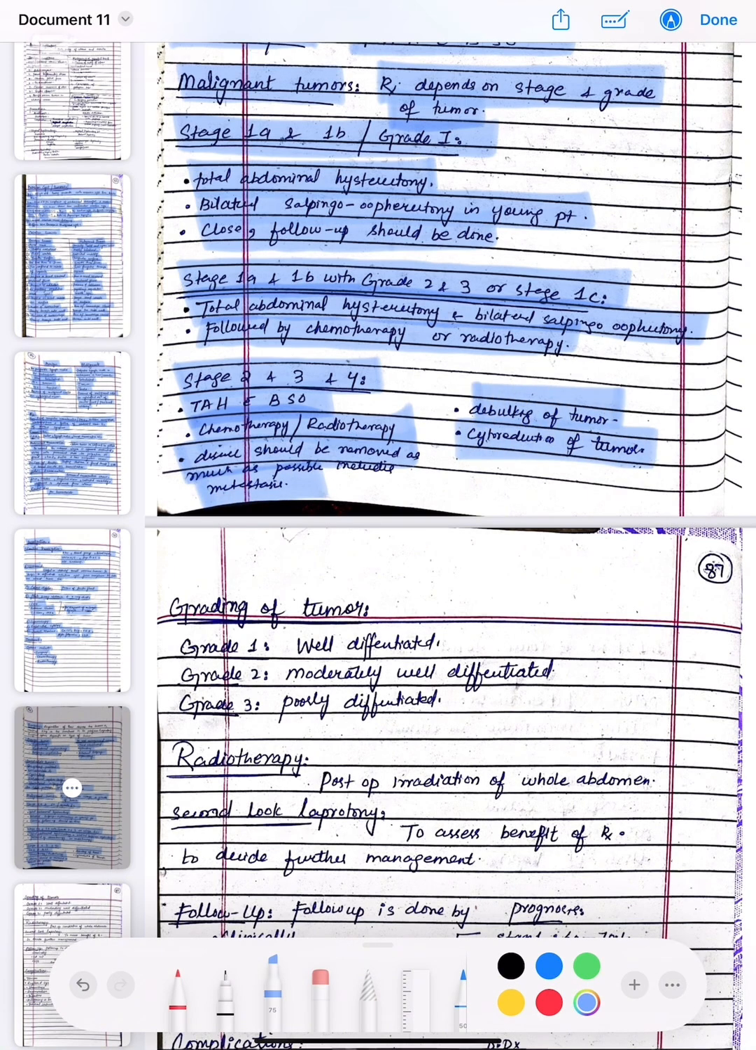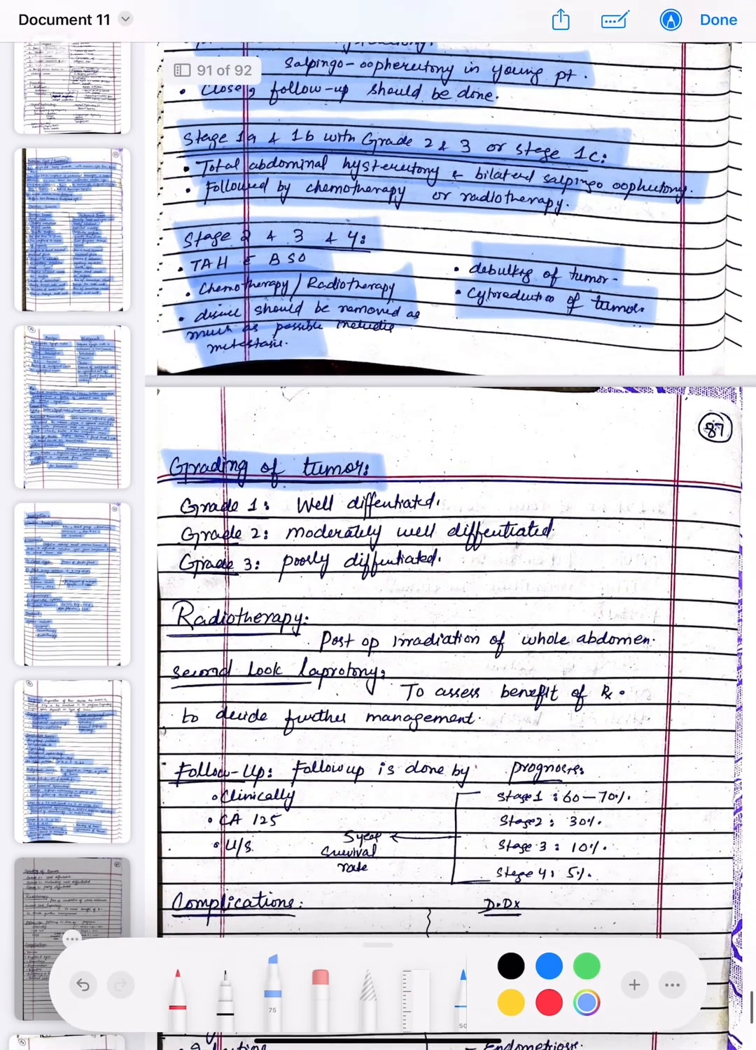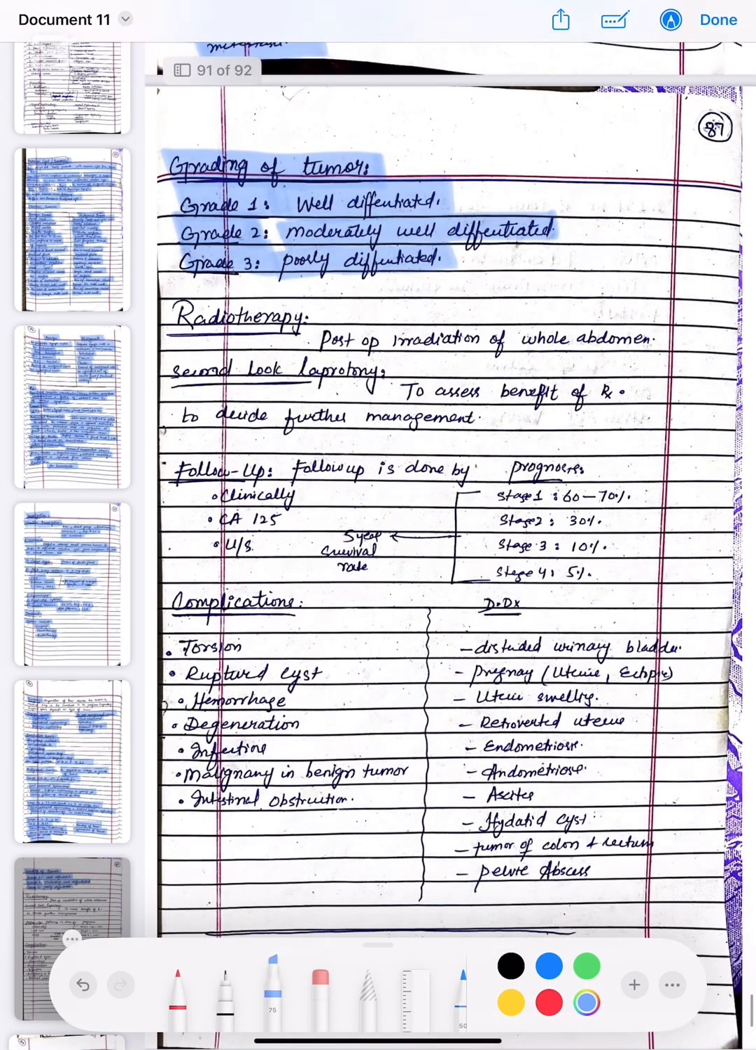In the grading of tumor, we have 3 grades. Grade 1 is well differentiated, grade 2 moderately well differentiated, and grade 3 is poorly differentiated. Then we will do the radiotherapy, that is post-op irradiation of the whole abdomen, and second look laparotomy to assess the benefit of the treatment and to decide the further management.